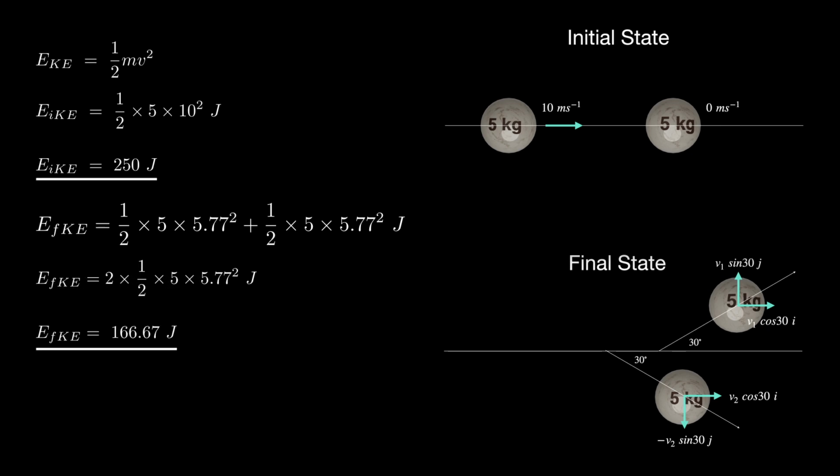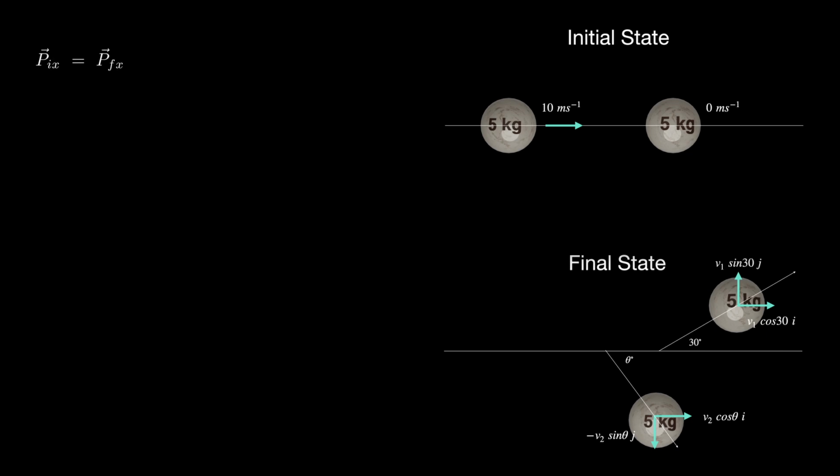Wait a minute. Why do we have two different values for kinetic energy? Why is this not an elastic collision? To find out the reason, let's repeat the same exercise. But this time, we will consider the angle that the colliding ball makes with the initial direction after the collision as theta, and find the values for theta, and the velocities of the two balls after the collision.